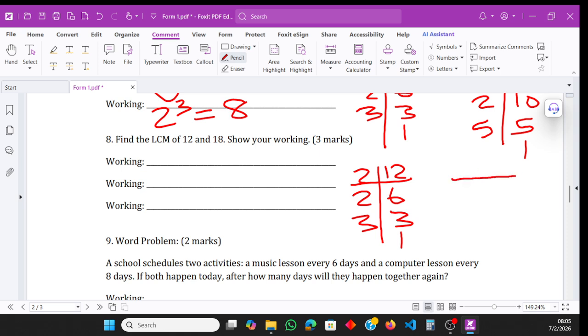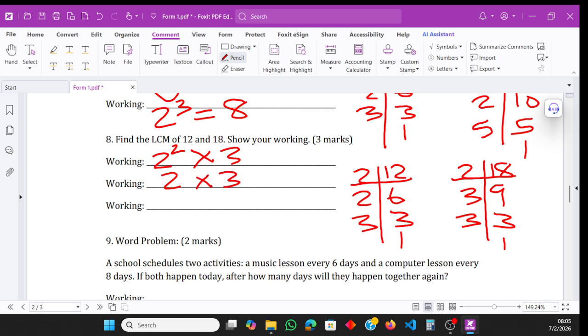I do the same for 18. 18 is here, divided by 2, it gives me 9. I divide by 3, it gives me 3. I divide by 3, it gives me 1. So if I'm to write it in exponential form, for the first one, I've got 2 to the power 2 multiplied by 3. Then for the second one, I've got 2 multiplied by 3 squared.